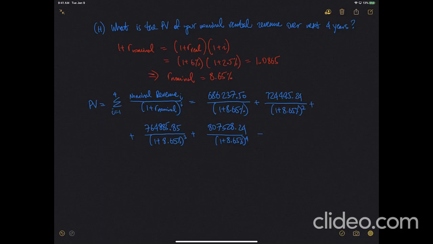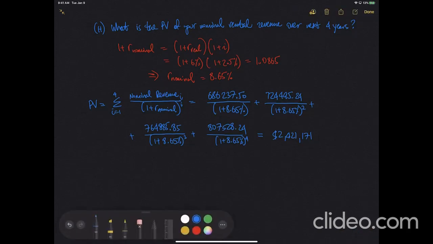Now, adding this all together gives us $2,421,171. Notice that this value equals exactly the same present value that we found in part F of this question. And this is the key lesson of this exercise: the present value, whether you're operating in nominal terms or in real terms, should be equal. If it doesn't, you have made a mistake somewhere along the way.